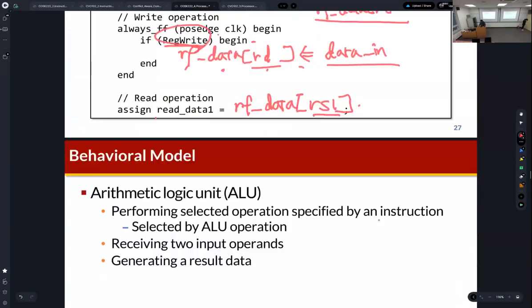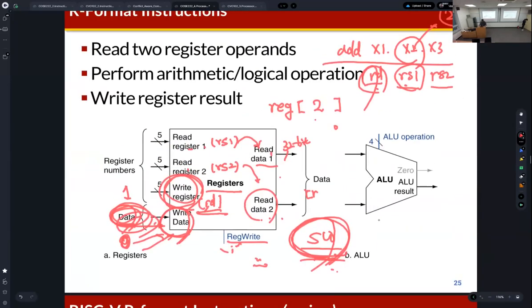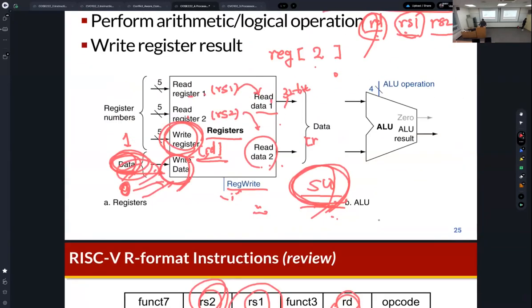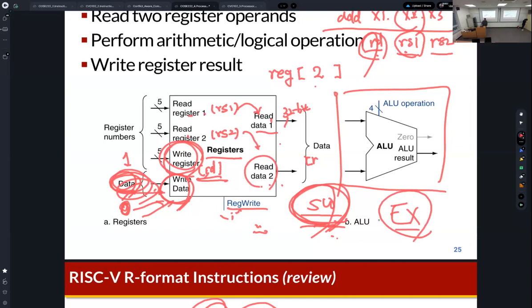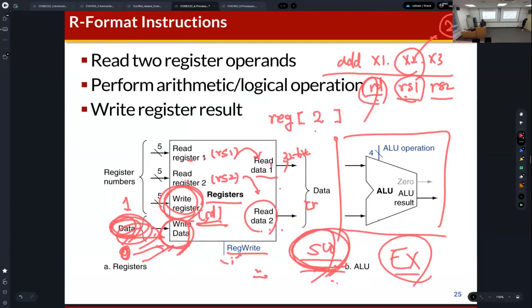So this is the register read or register write operation in the RISC-V single cycle processor. Also you can find the ALU here. This is the execution step. In this example, you can find the add instruction here, so it needs to perform the add operation. It requires two data from the register file, and then the add instruction is performed and result data is generated.